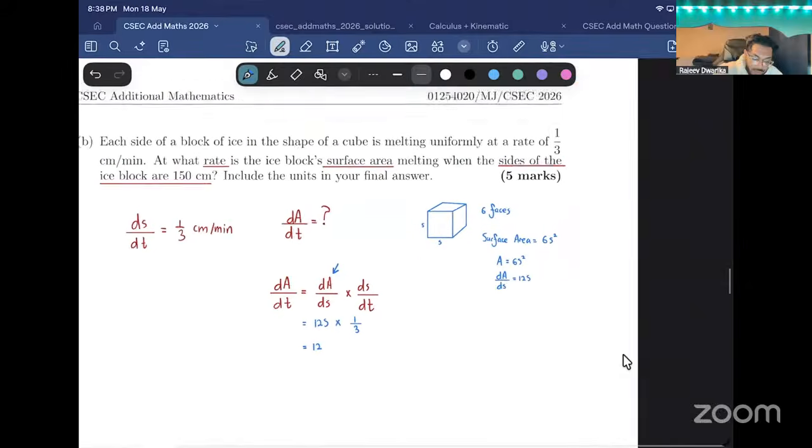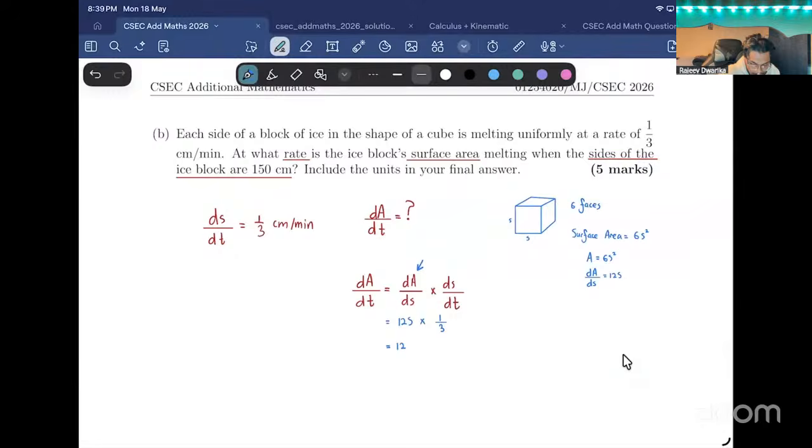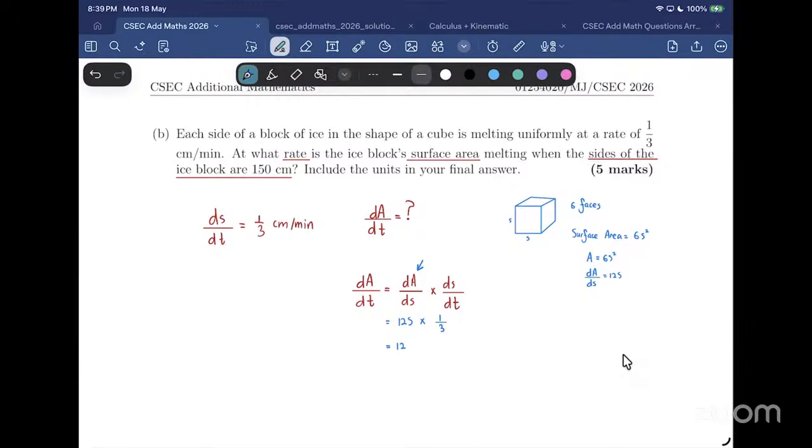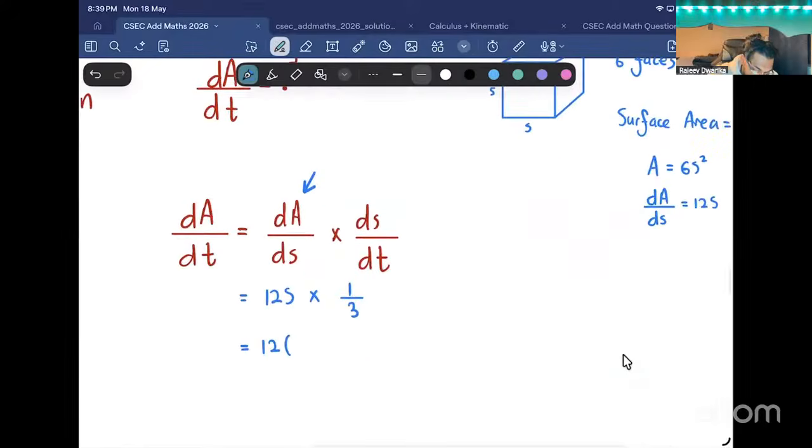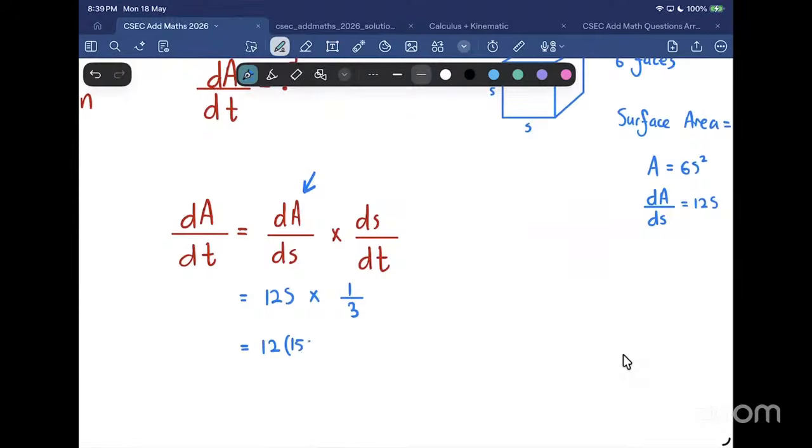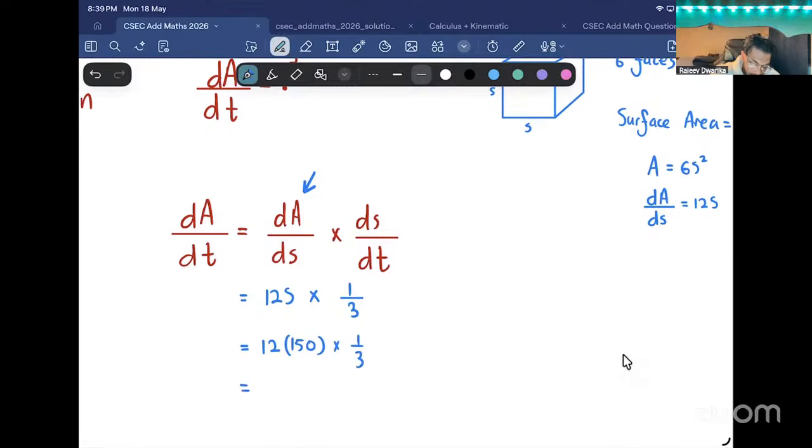In the question, they said, at what rate is the ice block's surface area melting when the sides of the ice block are 150? So they're telling us that the side is what? 150 centimeters. So I'm going to plug in 150 for the side. So 12 by 150 is? I don't know. Hold on. 1800. So we're going to find a third of 1800, which is?